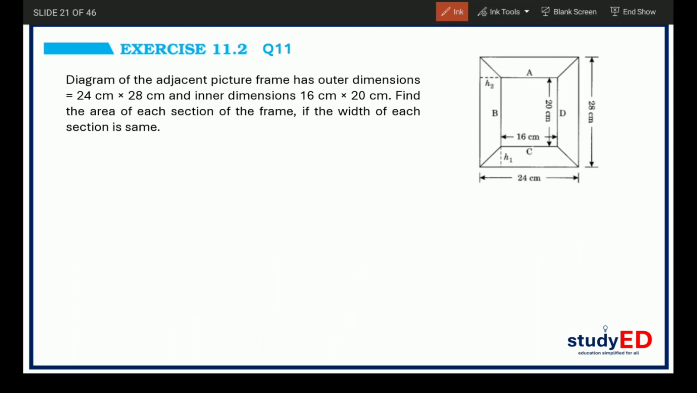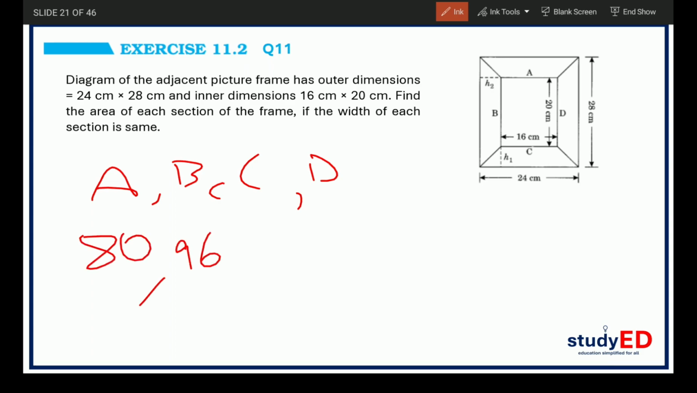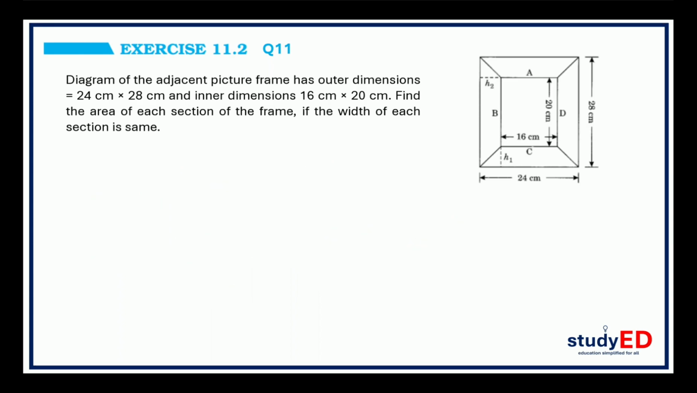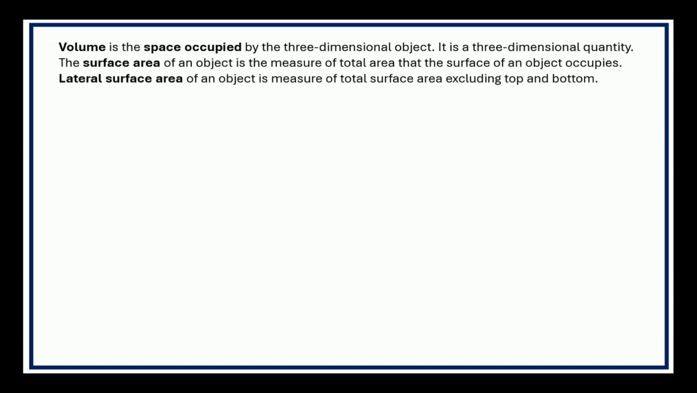Therefore, the areas of A, B, C and D respectively is 80, 96, 80 and 96 centimeters square. Hope you guys got that. And now exercise 11.1 and exercise 11.2 is completely over. Let's now move on to the other topics that we're going to cover in this lesson.